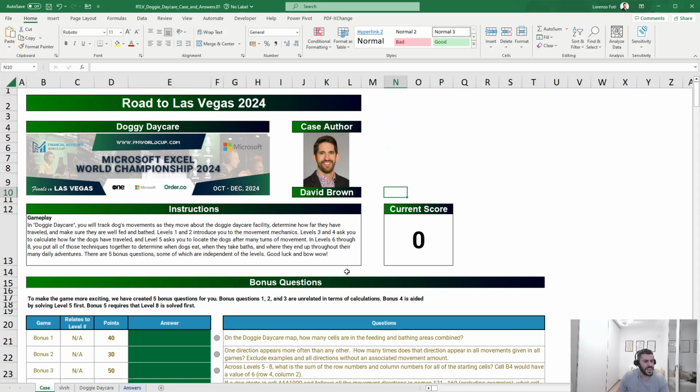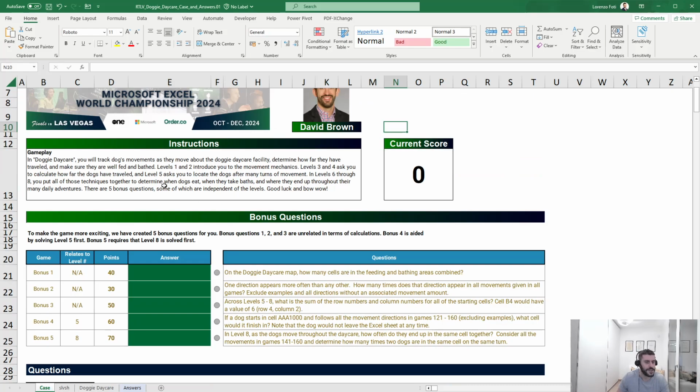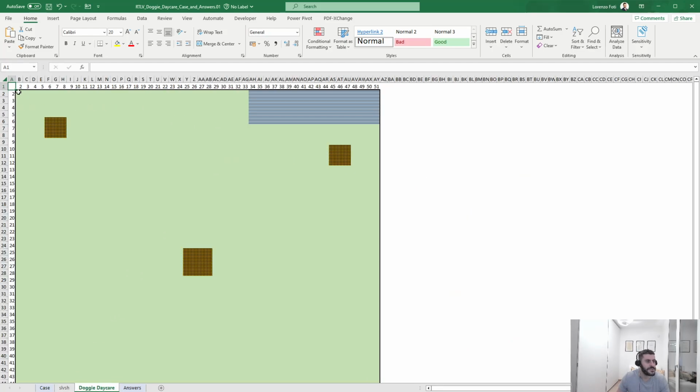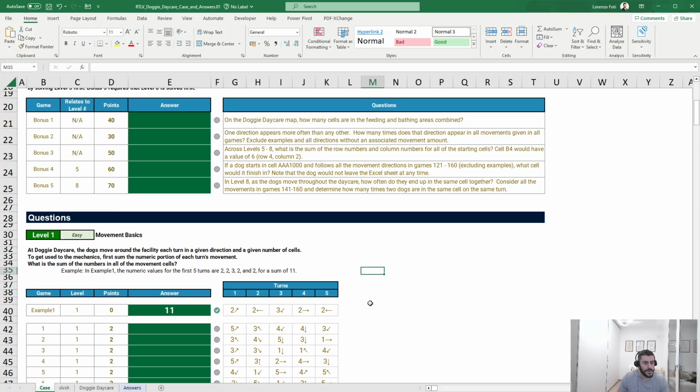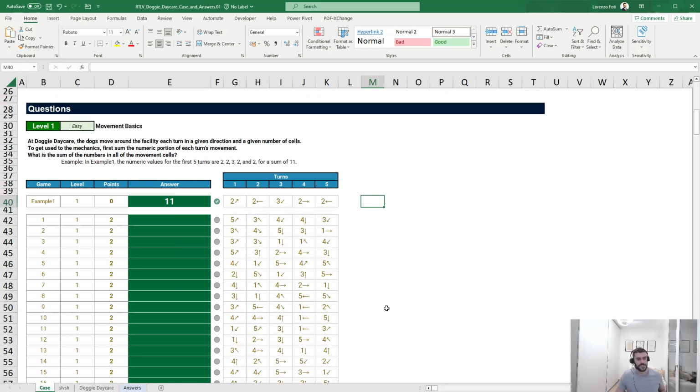So basically, the idea is to have dogs going around a space, which is represented here. The first levels are about the movement, basically, of the dogs inside the space. So you need to get familiar with this kind of pattern in order to identify basically where they're going into the space. So the first level asks to understand what is the sum of the numbers in all of the movement cells. So you basically can ignore the directions and see only the numbers of cells that the dog has moved.